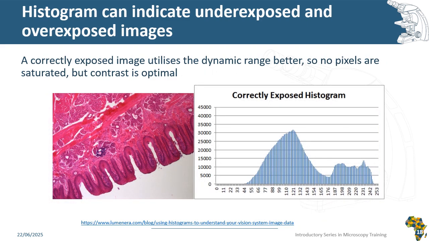In an ideal world, this is a correctly exposed image and histogram. So if you can, it's always better to try during acquisition to have a correctly exposed histogram that uses the full range of your sensor.